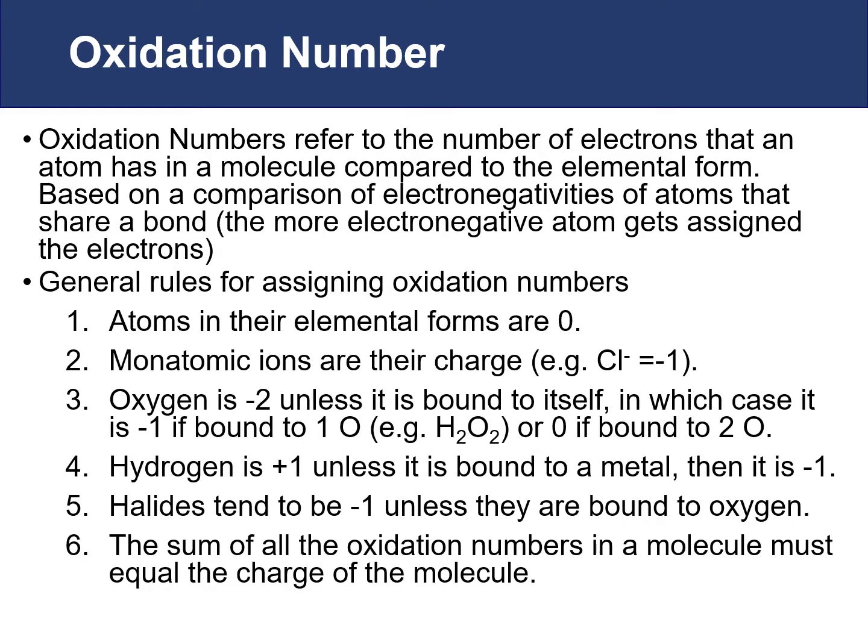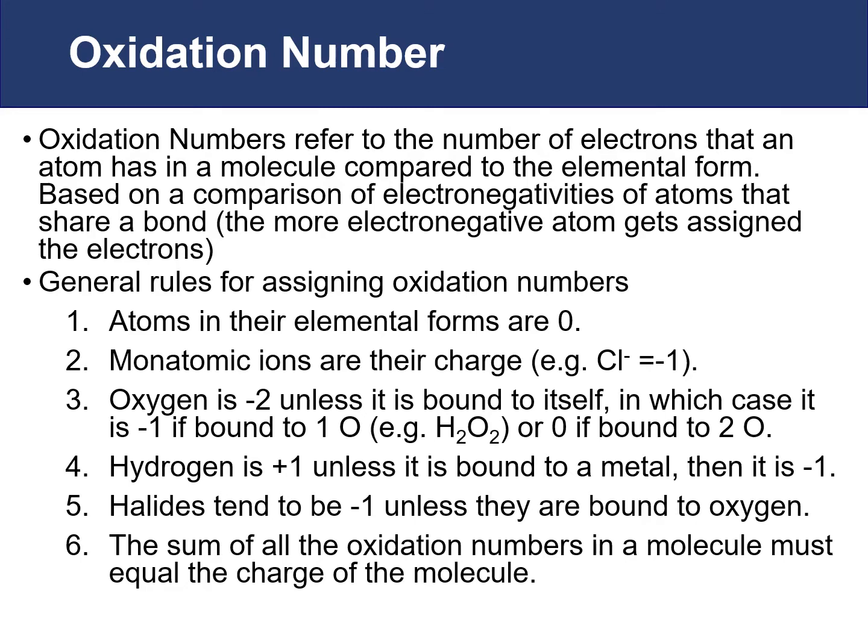So the way this works out, in terms of general rules, is that atoms that are all by themselves in their elemental form, be it like neon or O2, are going to have a 0 oxidation number. Monatomic ions have the same oxidation number as their charge. So chloride ion, Cl-, would be a -1, and a sodium ion, Na+, would be a +1. Oxygen is going to generally be -2 unless it's bound to itself, in which case it will be a -1 if it's bound once to an oxygen, or 0 if it is bound twice to an oxygen.